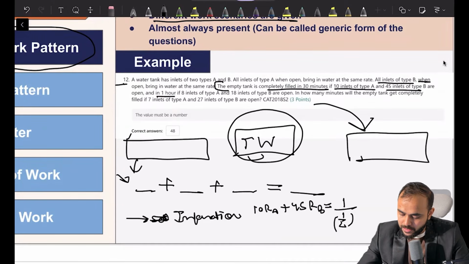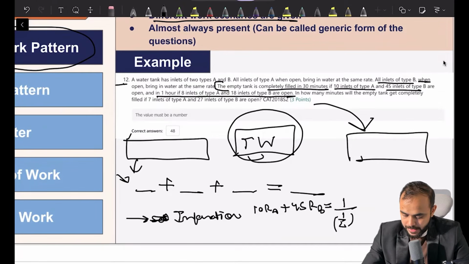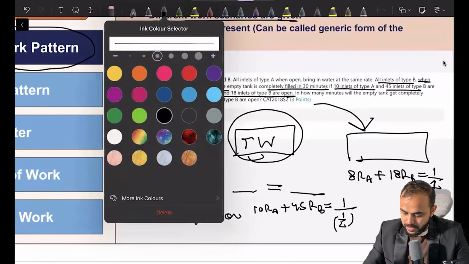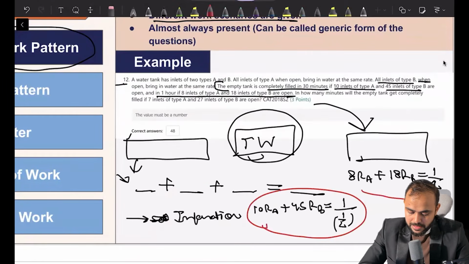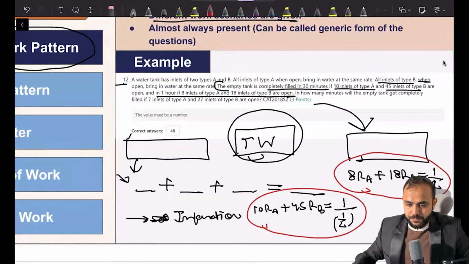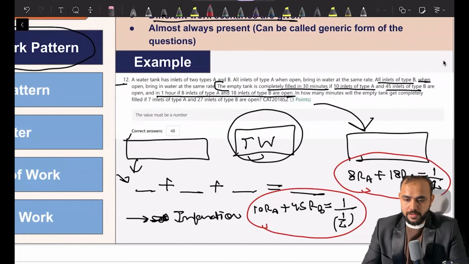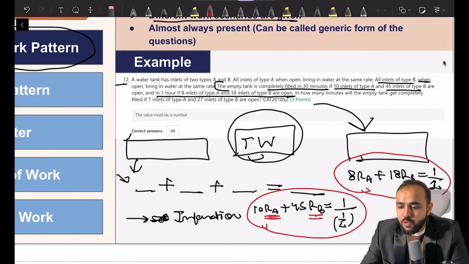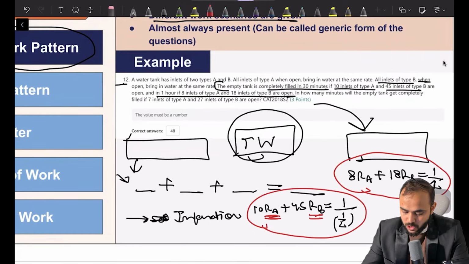Similarly, they have given you another equation: 8 into Ra plus 18 into Rb is equal to 1 by 1. Now tell me this: in this scenario and in this scenario, is the total work the same? Are these two things talking about the same thing? But they wanted to give me two equations so that I can find variable 1 and variable 2. This is what I mean by different work patterns. This is your work pattern 1, this is your work pattern 2.